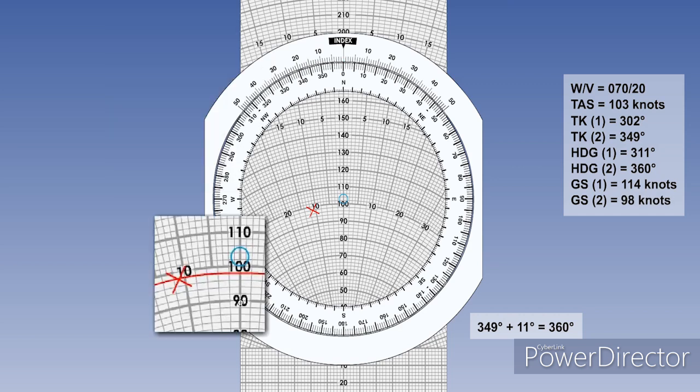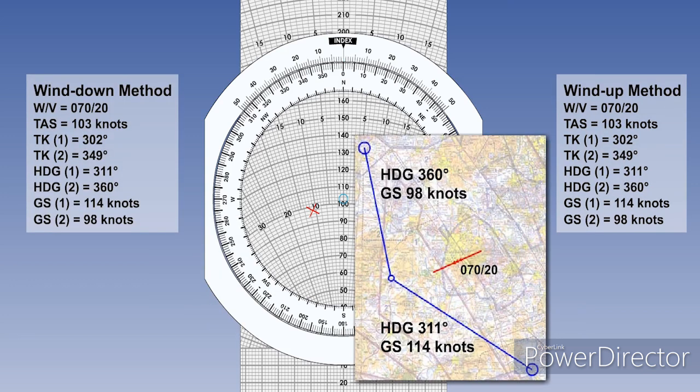Read off the ground speed, 98 knots, from the speed arc which cuts under the wind mark. Once again, don't forget to apply the local magnetic variation to the calculated heading to determine the course to steer on your compass or direction indicator. We've now calculated the heading and ground speed for both legs of our flight from Oxford to Harden.